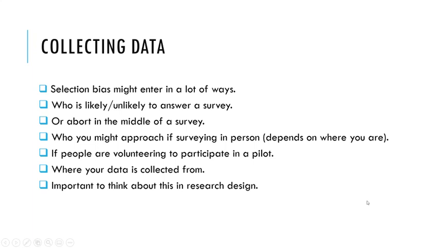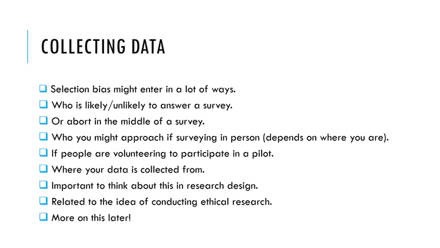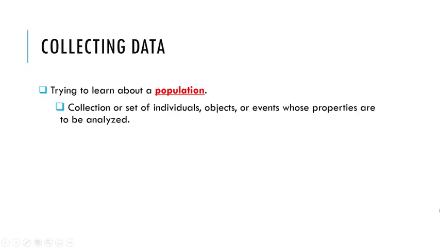So as I said, it's important to think about all of these types of places that you could see selection bias in your research design. And that's just really about doing good research. This is also related to the idea of conducting ethical research, right? As researchers or analysts, you want to make sure that you are conducting your research ethically, free of bias, free of manipulation. And this would just be one element related to that. So more on this later, but I did want to introduce the idea.